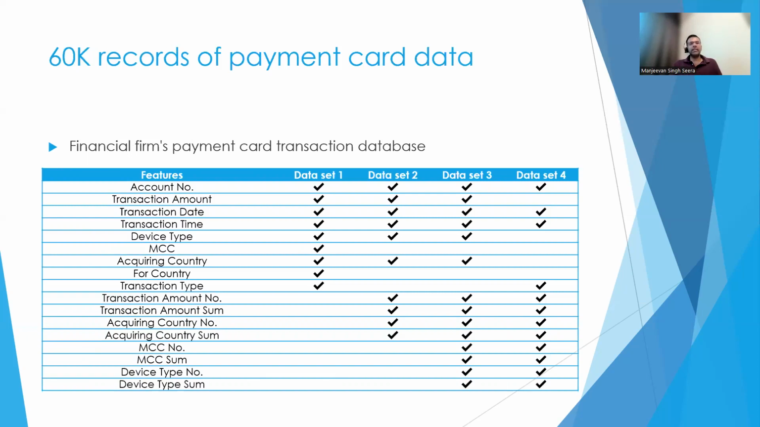Now, for the real-world dataset on the payment card data, a total of 60,000 records were provided by the financial institution. In the transaction database, if we look at dataset 1, the account number, transaction amount, date, time, all the way to transaction type were the original dataset features that were provided. Datasets 2, 3, and 4 had a bunch of aggregated features, such as the transaction amount count and also the sum. There's also the device type, how many devices were used, the count, and also the sum. So datasets 2, 3, and 4 had various different sets of columns, or information, that were used for the experiments.